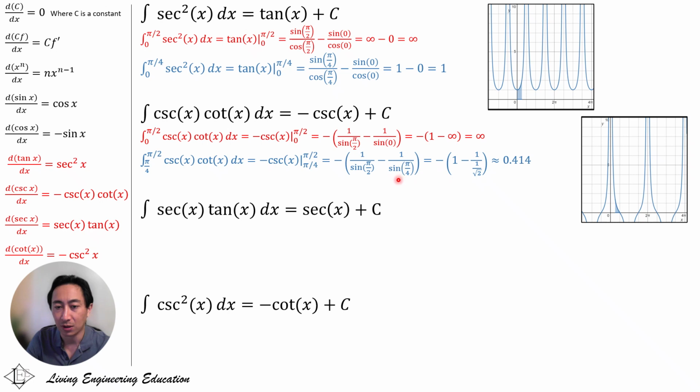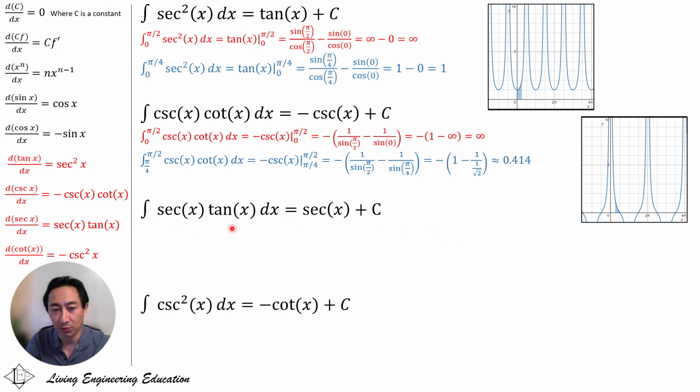Now my lower limit is 1 over sine pi over 4. Sine pi over 4, again, remember it's a 45-degree right triangle. It will be 1 over square root 2, because it's 1, 1, square root 2. So 1 over square root 2 is basically square root 2. So subtract the whole quantity. This is basically square root 2 minus 1. And so that's approximately 0.4. Okay.